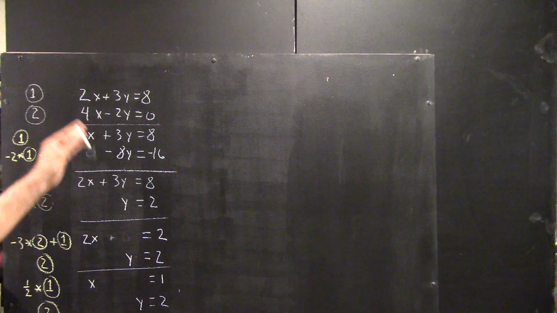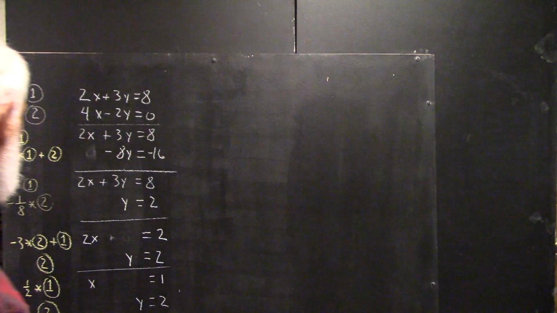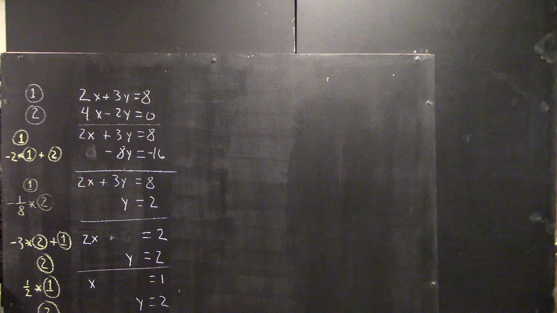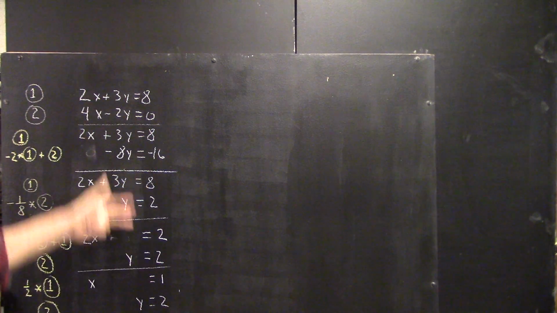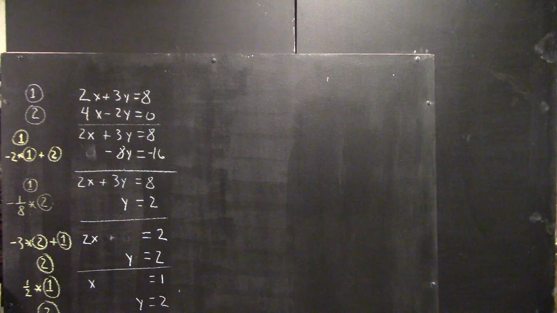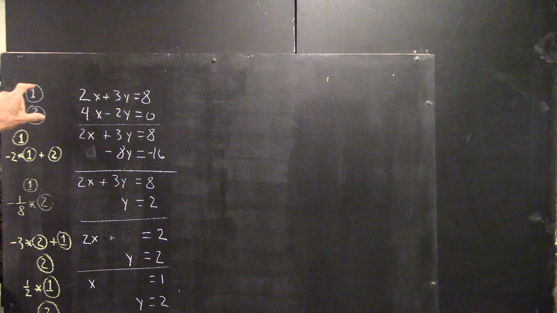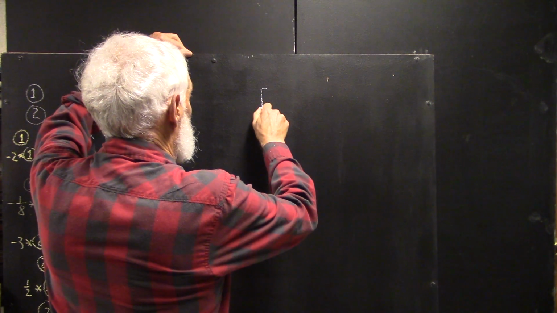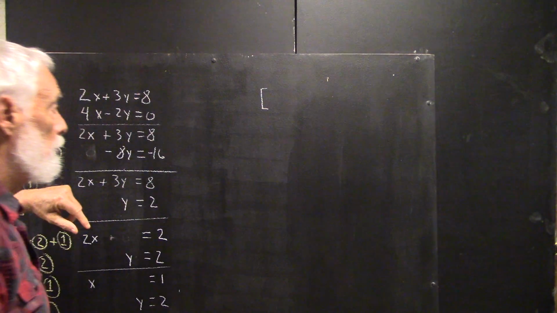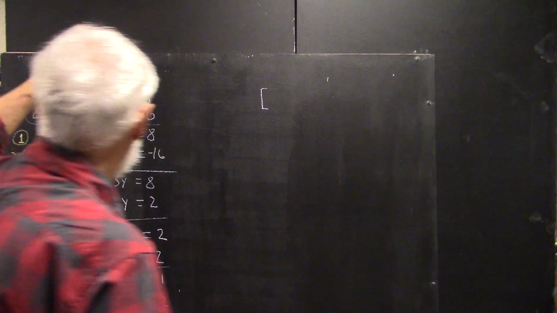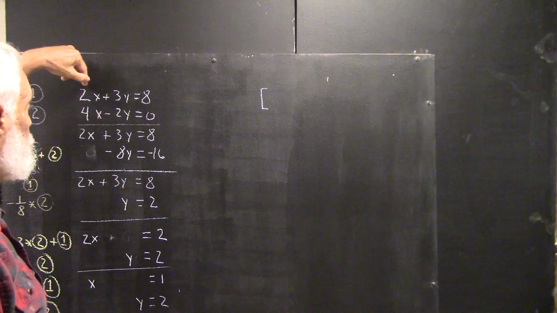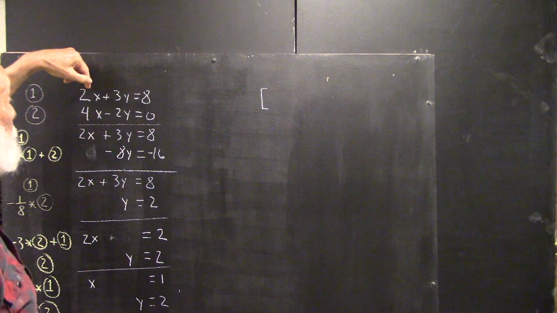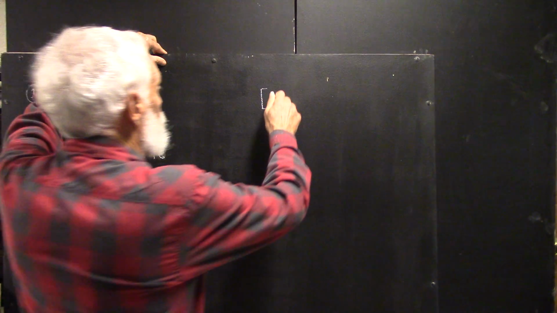Okay, now instead of writing out the equations as I have here, I'm going to write out a matrix that represents our equation. My matrix is going to have just the numbers 2, 3, and 8. In other words, let me write down 2, 3, 8.